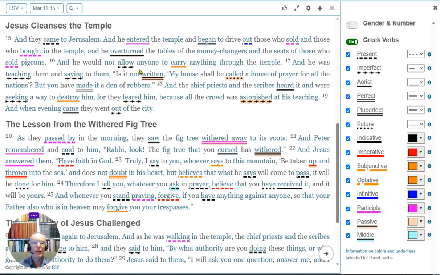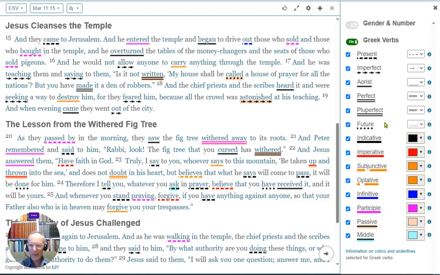This here is the long tense. This is the imperfect tense. It's in the past, but it carries on for a long time. So this isn't just a point action that Jesus is doing. This is something he was continuing to do. He wouldn't allow anyone to carry anything through the temple.